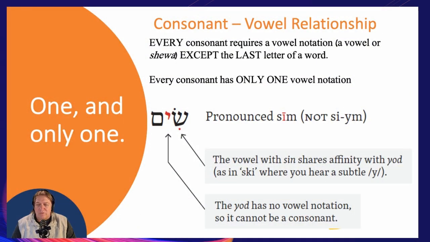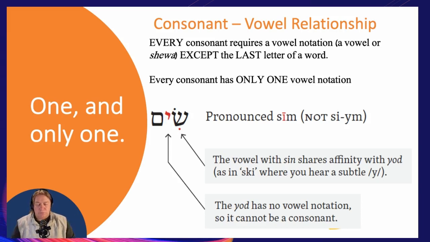As opposed to this one, which, remember when I told you, you have a hireq yod or any vowel and a consonant, and notice there's no vowel under the yod. So it must be a part of the vowel that precedes it. And in this case, it is. So the pronunciation of this one is very simple. Sim, sim. That hireq yod, and you can hear the sound in the name, hireq. That tells us that the way we pronounce this is sim, sim.